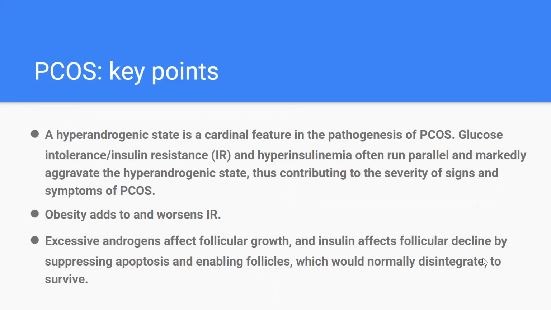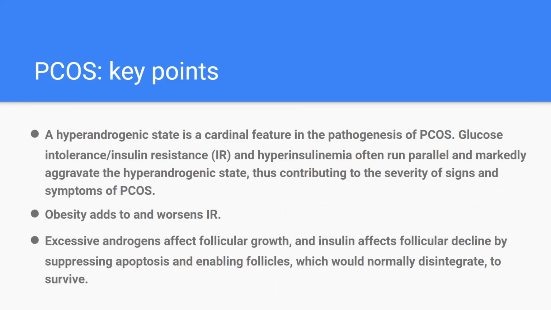The key point here is the hyperandrogenic state, as I said earlier. There is glucose intolerance and insulin resistance, and there's also hyperinsulinemia. They often run parallel and aggravate the hyperandrogenic state, which gives you the signs and symptoms of PCOS.